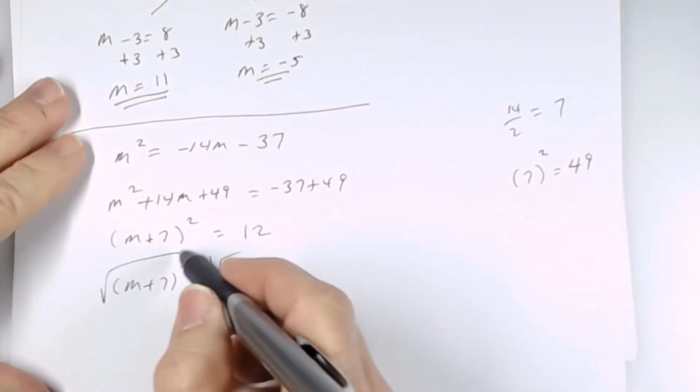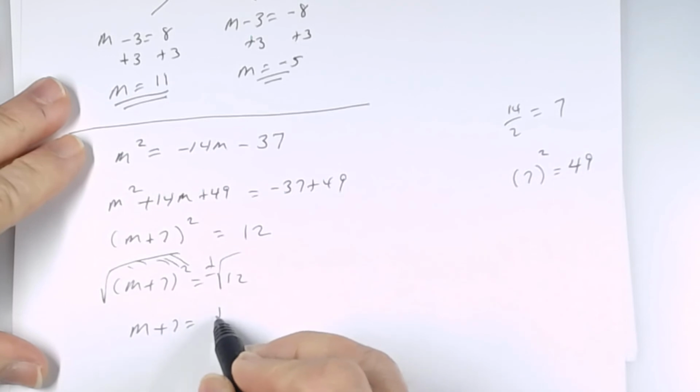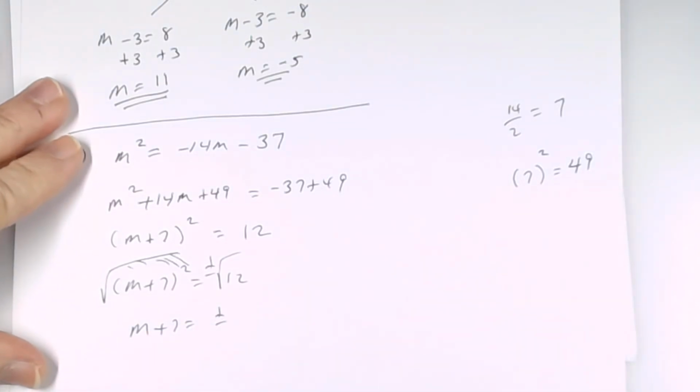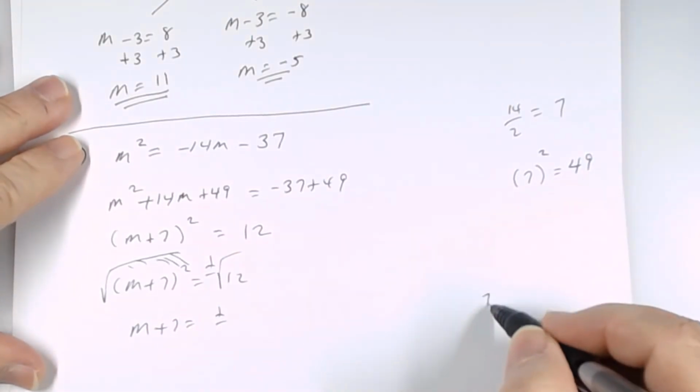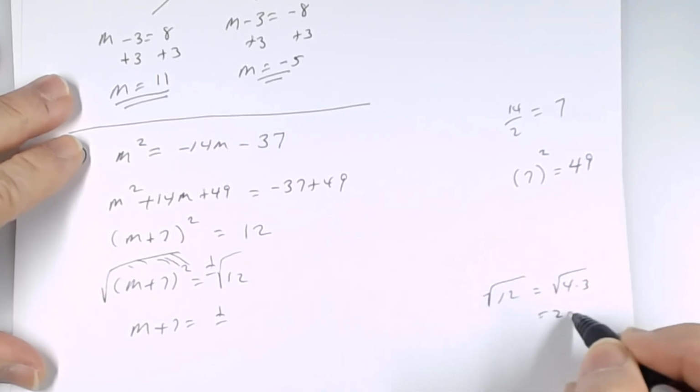So what I would do is this. These undo each other, so you get m plus 7 equal plus or minus, but you do got to simplify the square root of 12. 4 and 3. So it'll be 2 square root of 3.